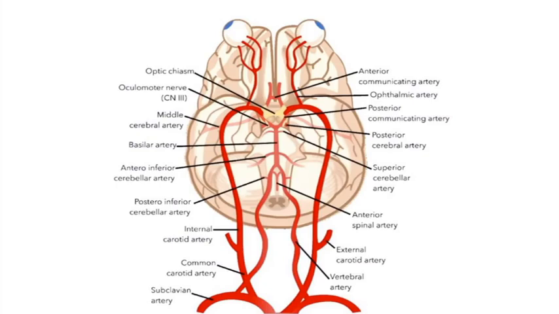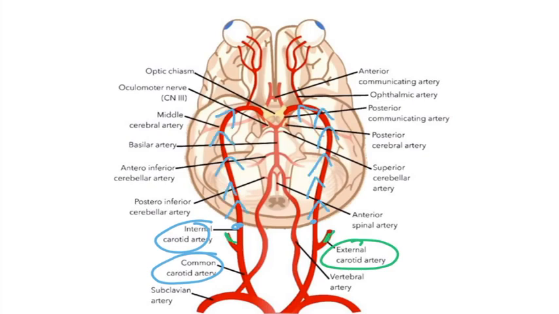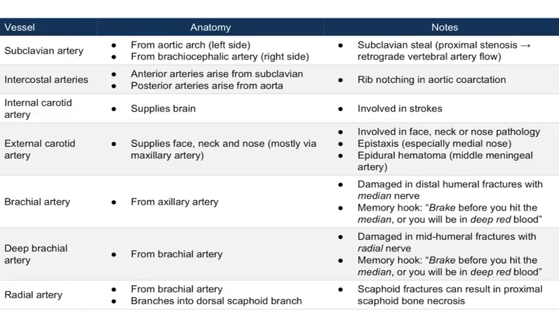Using this figure again, notice that the common carotid artery splits into the internal carotid artery and the external carotid artery. The internal carotid artery continues up and supplies the brain. Going back to our table, just remember that the internal carotid artery supplies the brain, so its branches will be involved in brain pathology. For example, strokes will involve branches of the internal carotid artery, whereas the external carotid artery will supply the face, neck, and nose, and will therefore be involved in face, neck, and nose pathology.